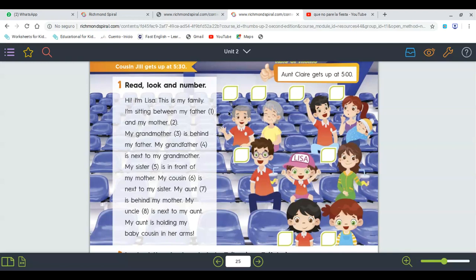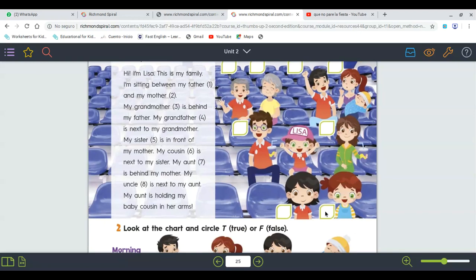This is number four. My sister is in front of my mother. Yes, this is number five. And my cousin is next to my sister. Here, number six, my cousin. It's next to my sister.